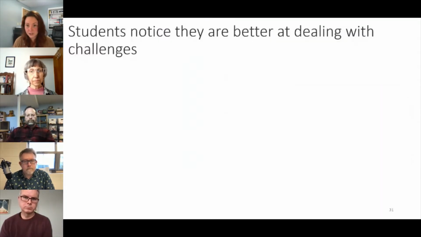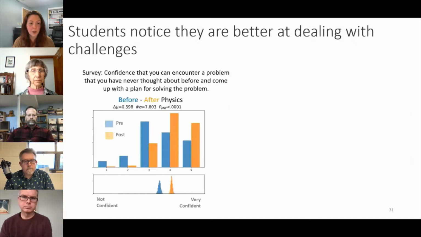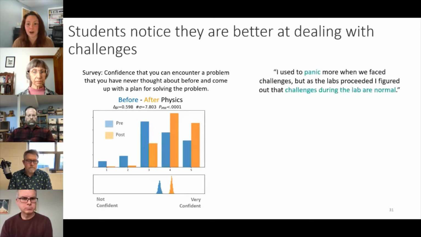And students notice they're better at dealing with challenges. So, we've surveyed our students about their confidence about how they can encounter a problem and come up with a way to solve it, come up with a plan for it. And we've seen that there's been a shift. In general, students after practicing this feel more confident about dealing with new problems.